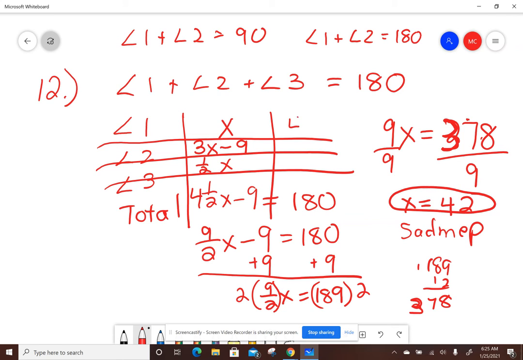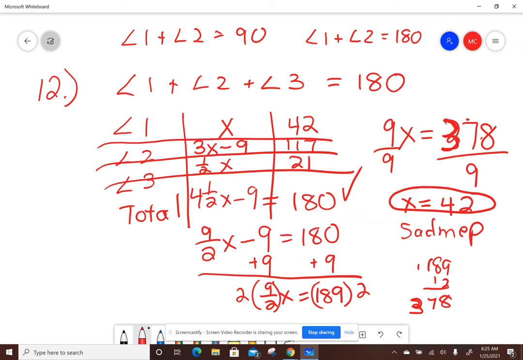So if x is 42, then half of that is 21, and 3 times 42 is 126. 126 minus 9 is 117. I'm going to add these to make sure I'm right. 7 plus 2 is 9, 10, 0, carry the 1. 8, 180. Okay, so it works.